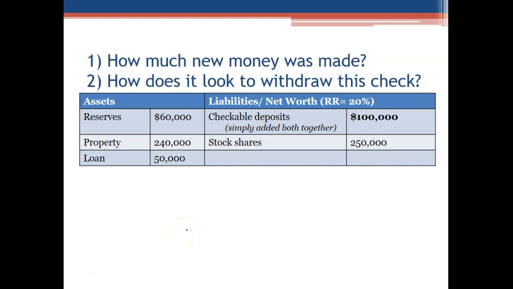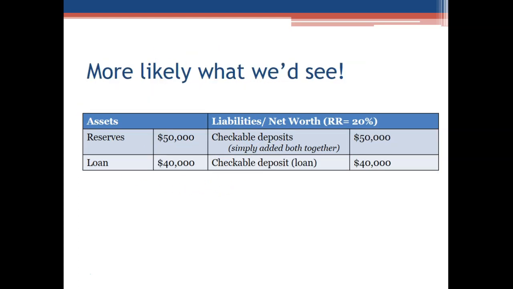So how much new money was made? How does it look when it gets withdrawn? Again, this is what we started with. Now, this is more what we'll see. We're not going to have the property and the stocks and everything else. We'd simply start out with a 20% required reserve, or 10% or 5%. We use very easy, nice numbers just because they're easier to use. You have a checkable deposit of some amount. You have reserves of some amount starting. And you ask, how much could the first loan be for? $40,000. That's it.